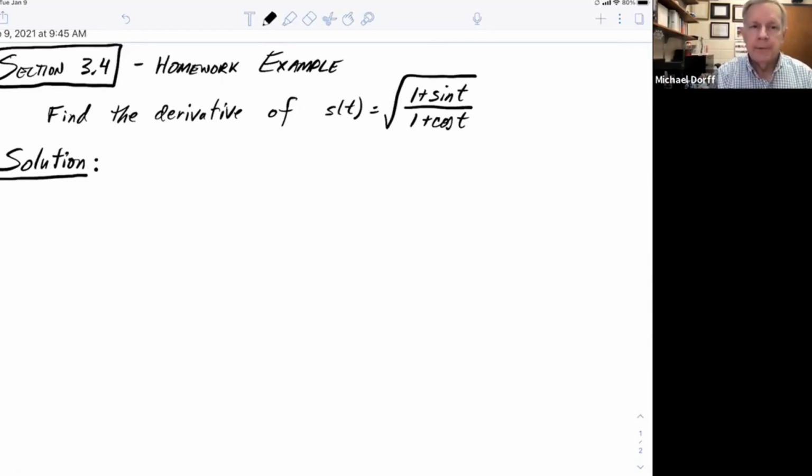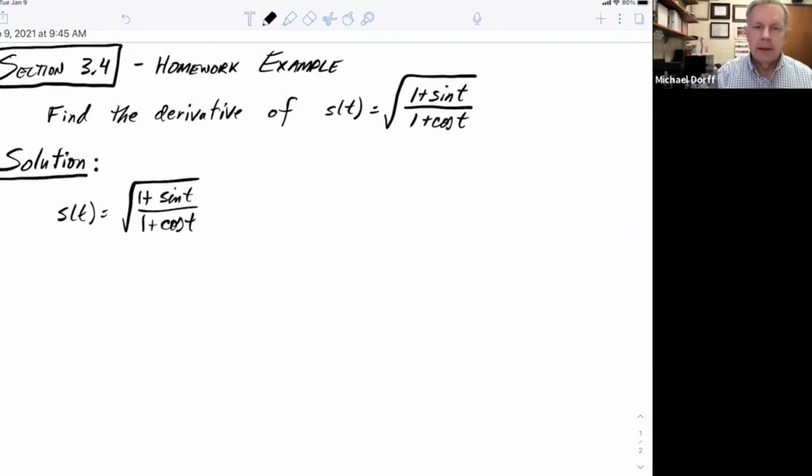We're in section 3.4. We're going to look at this homework-like example. And here we're trying to take the derivative of a very complicated function. In order to do this, we're going to use the chain rule. So first, let's write down our function. It's s of t equals the square root of 1 plus sine t divided by 1 plus cosine t.